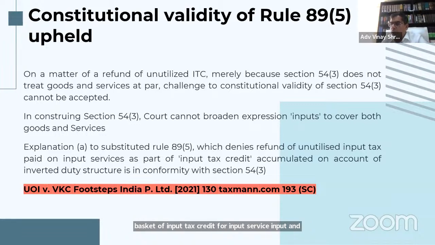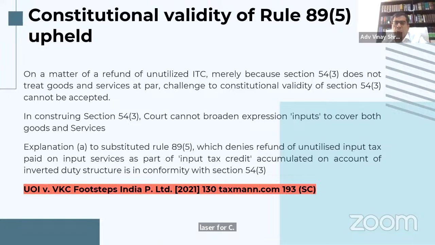In the GST law, the electronic credit ledger is common for all types of credit. So the definition of input tax credit does not distinguish between input service, input and capital goods. All it does is to distinguish and create a separate ledger for CGST, SGST and IGST, but it does not distinguish or have a separate ledger for input services and capital goods. But in the erstwhile era, such separate baskets were there.